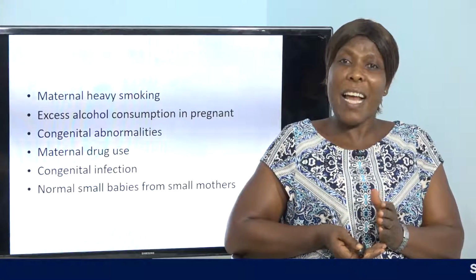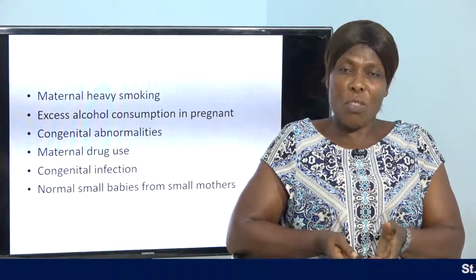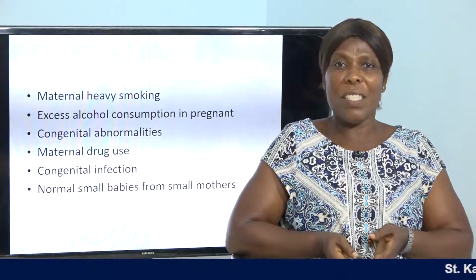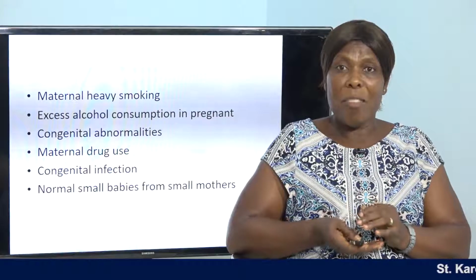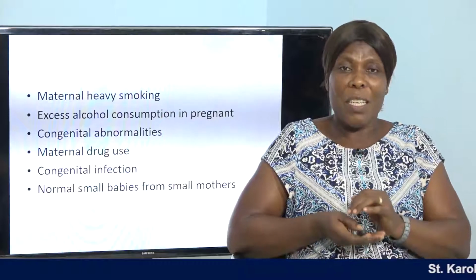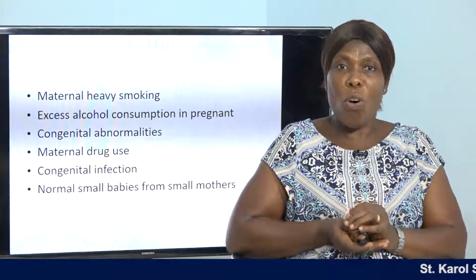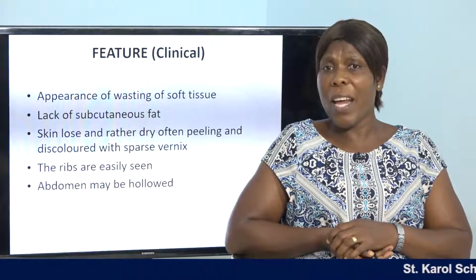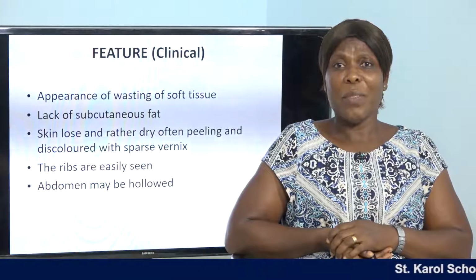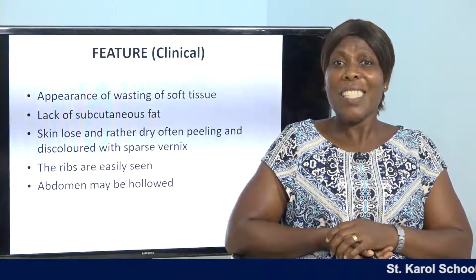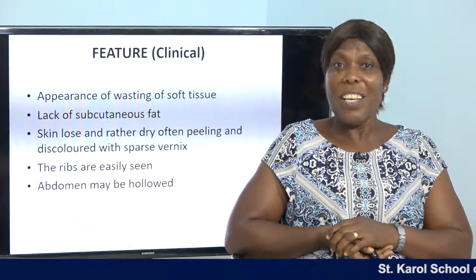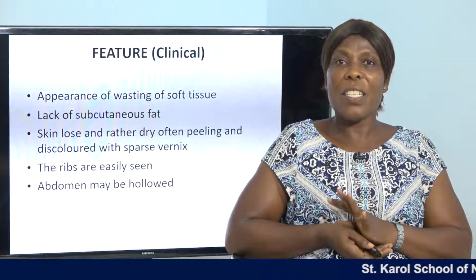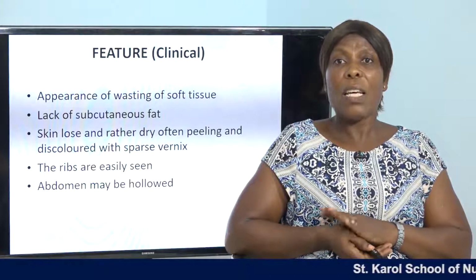Some mothers, because they are small, the uterus is also small. Therefore, the uterus cannot accommodate big babies. So naturally, because the mother is small, the mother will give birth to a small baby. Let's look at the features. How would you identify a light for date baby? What are some of the things that will tell you that this is a light for date baby and not a preterm baby? So we are going to look at their clinical features.